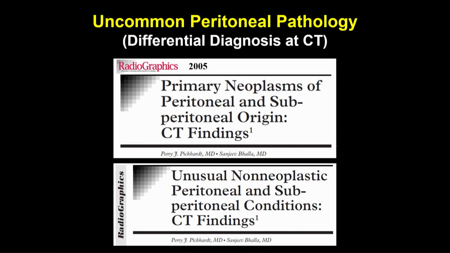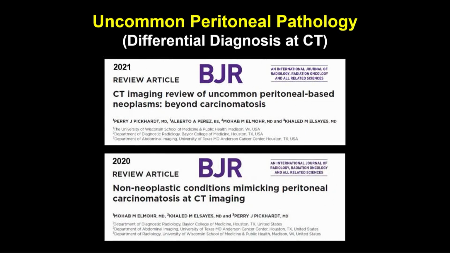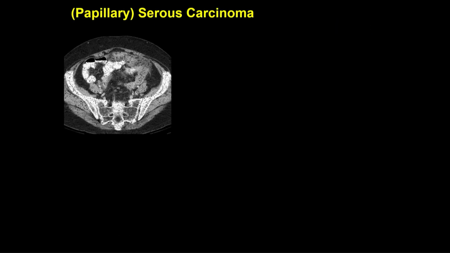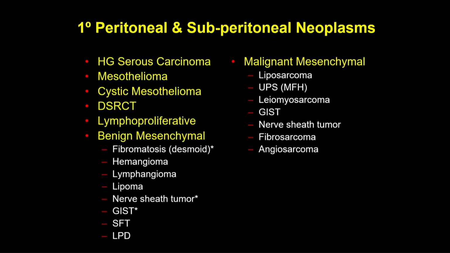And I'm not going to go over, I think I'll probably end here because I have a lot of differential cases. We've written over the years many review articles. Let me just show you the list. It's daunting, so I don't think you want to get into this late in the day. These are just the primary neoplasms, both benign and malignant. Things like serous carcinoma, mesothelioma, lymphoproliferative diseases, then a whole host of mesenchymal tumors to think about. I wish I had more time to go through it, but I'm not going to torture you this late in the day.